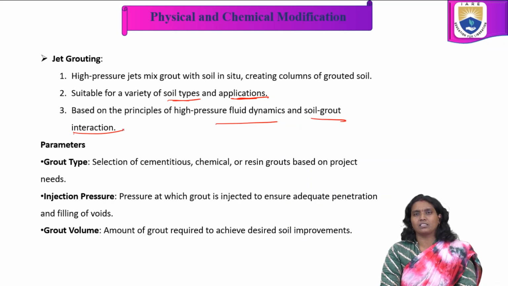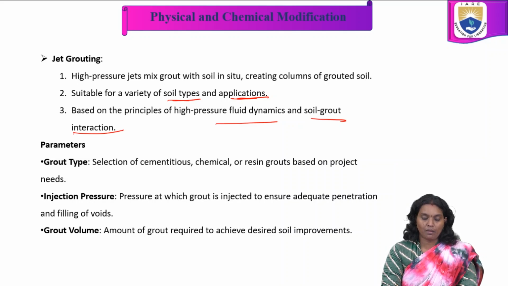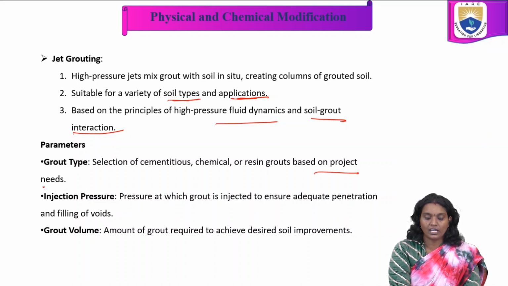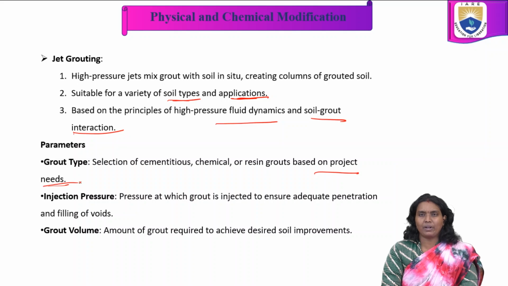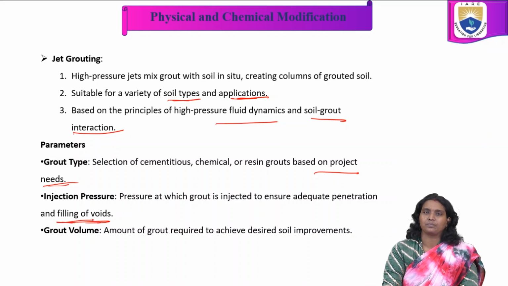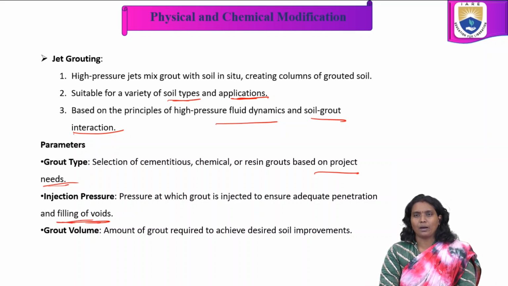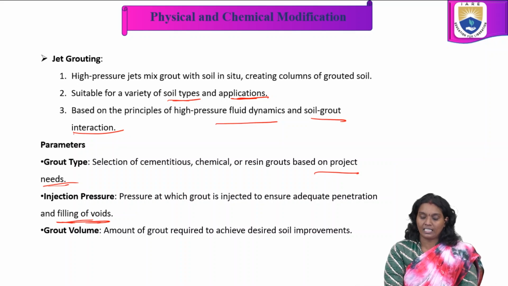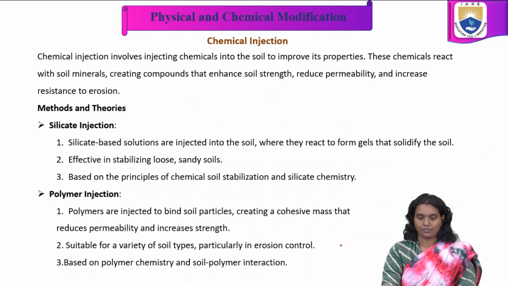Coming to the parameters: grout type, injection pressure, and grout volume. These are the parameters depending on this modification. Coming to the grout type, selection of cementitious, chemical or resin grouts based on the project needs. Coming to the injection pressure, the pressure at which grout is injected to ensure adequate penetration and filling of voids. Coming to the grout volume, the amount of grout required to achieve desired soil improvements.